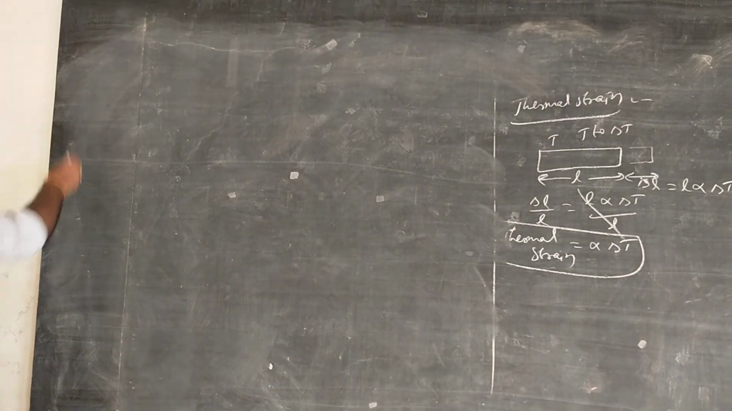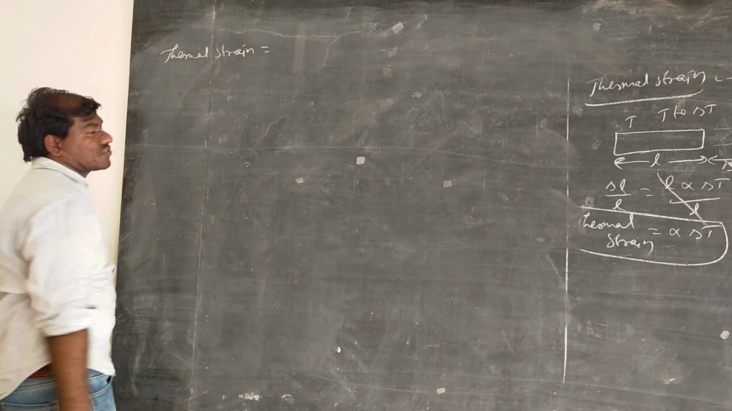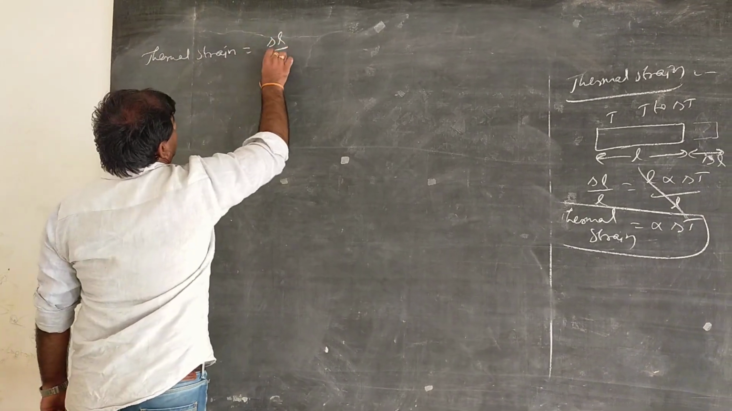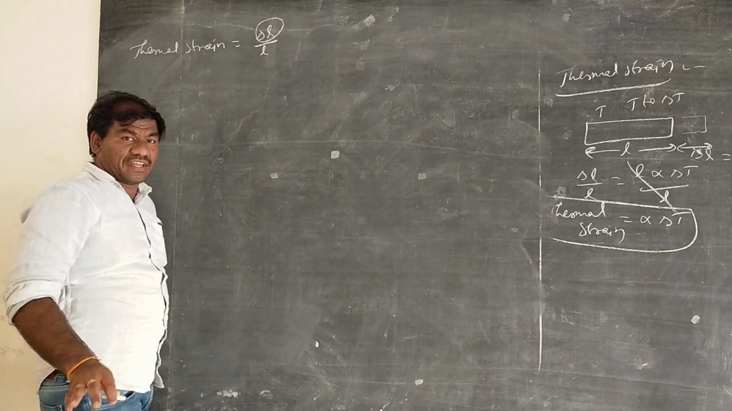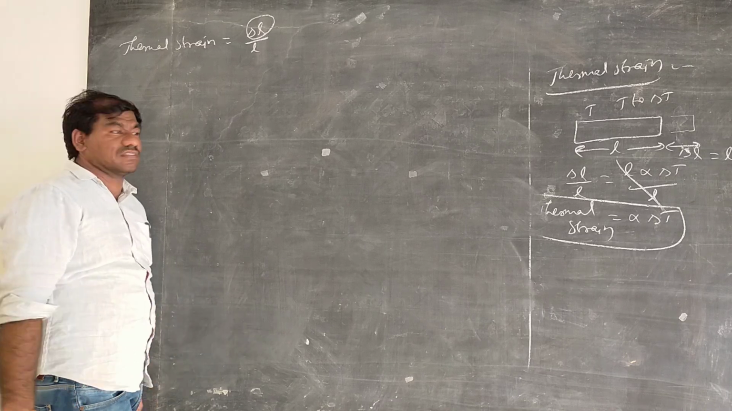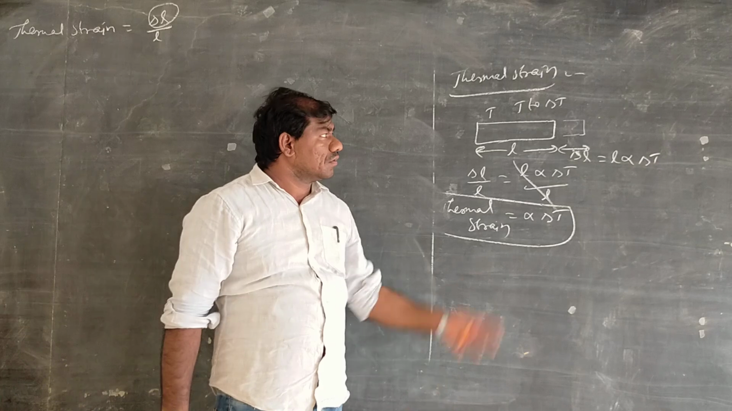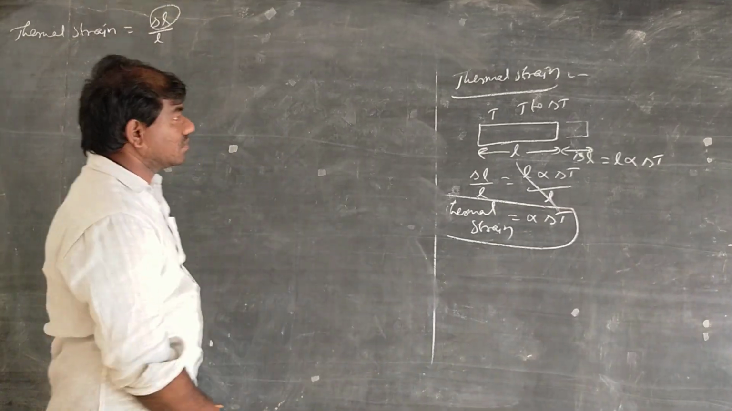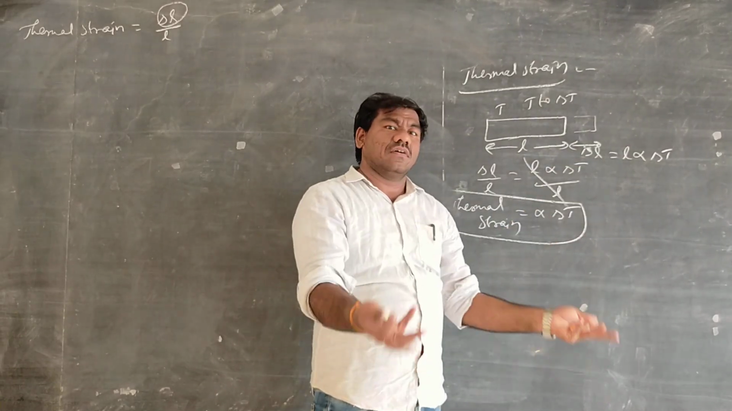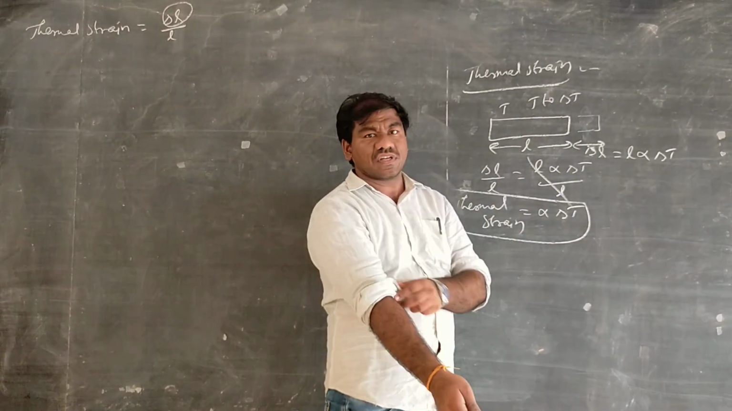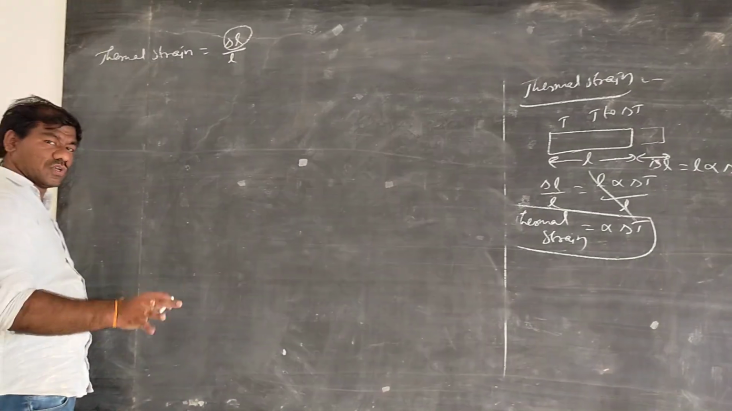So let's go forward. Thermal strain is equal to change in length by original length. Already we know these things. What should delta L be taken as? Delta L is nothing but the restricted length. If the rod expands freely, what is the strain? No strain. Simple. Because it is nothing but free expansion, no stress is developed here. Then there is no strain.